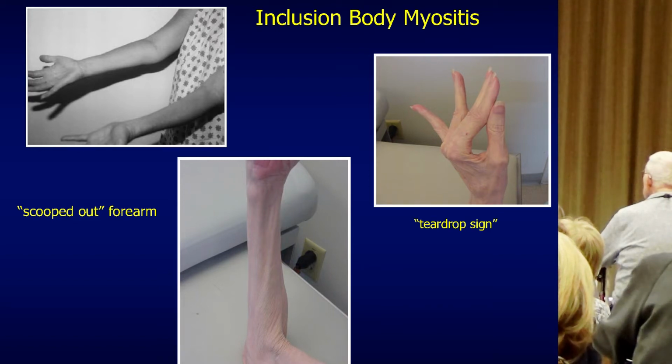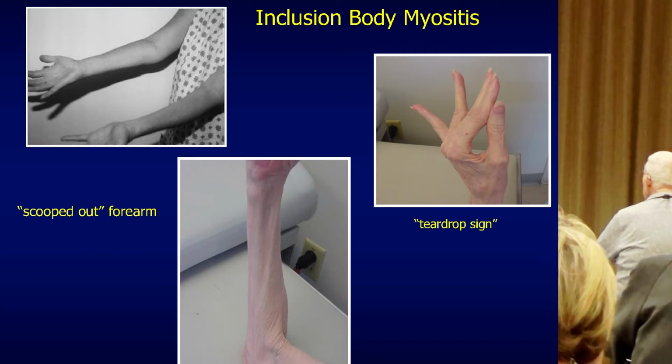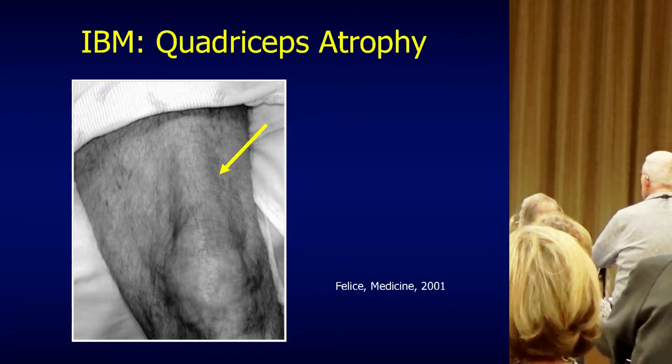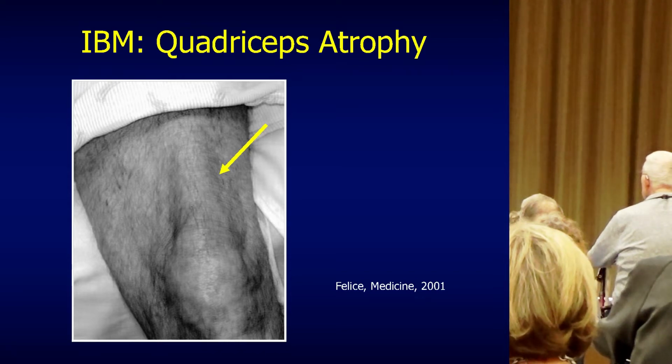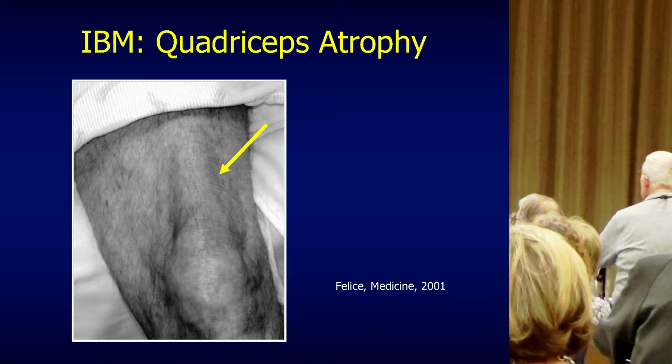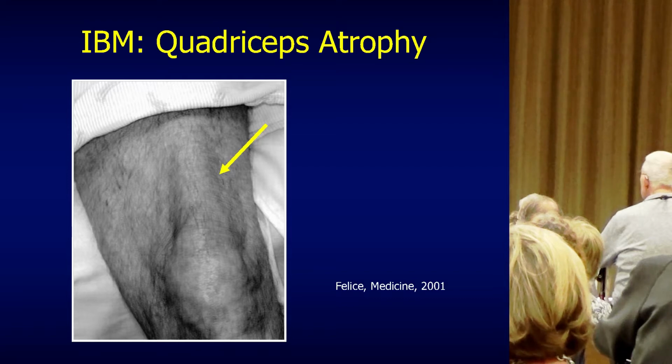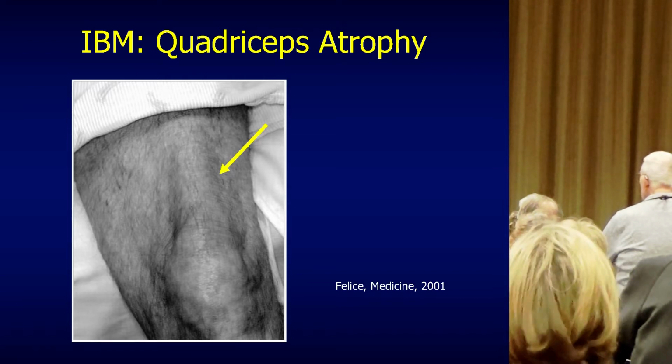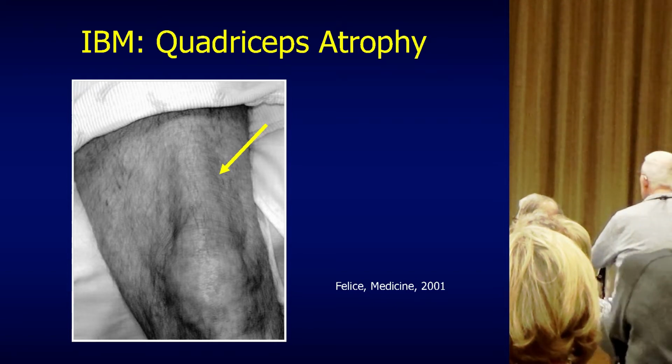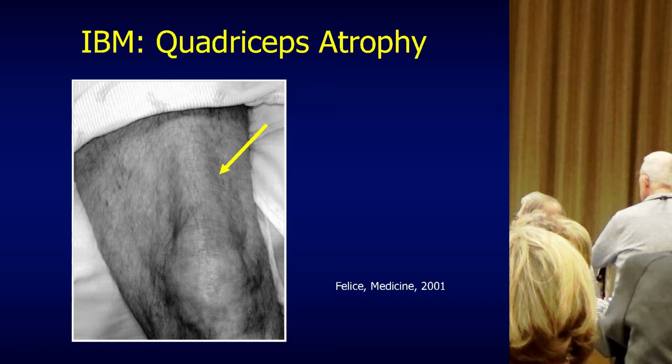And over time, in more severe IBM, what one can see is actual loss of the muscles in the medial part of the forearm, what's often referred to as scalloping of the forearm or a scooped out forearm. In the legs, you can often see quite profound loss of muscle in the thigh. Here's an example where in the quadriceps there is loss of muscle on the medial side and the lateral side, and relative sparing of the muscle that runs right down the middle. This pattern is common in IBM.